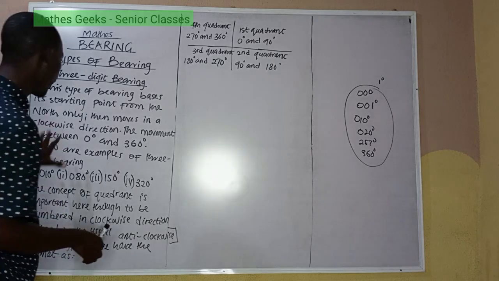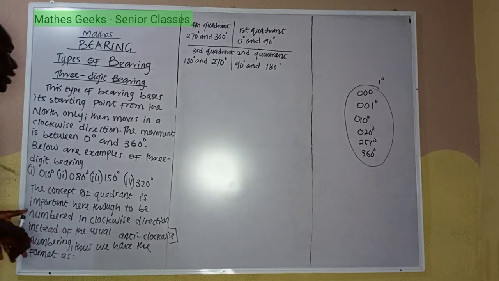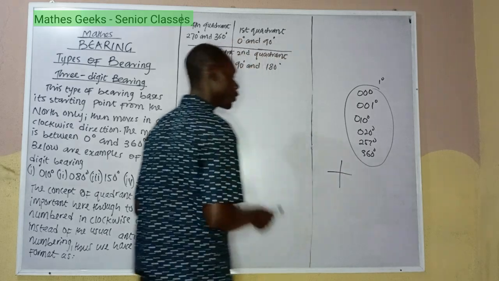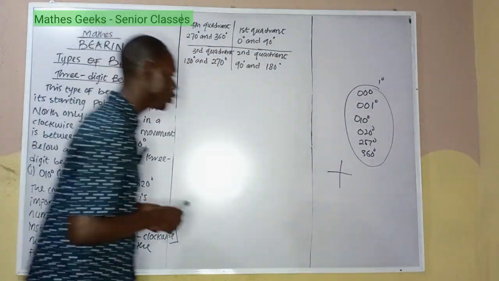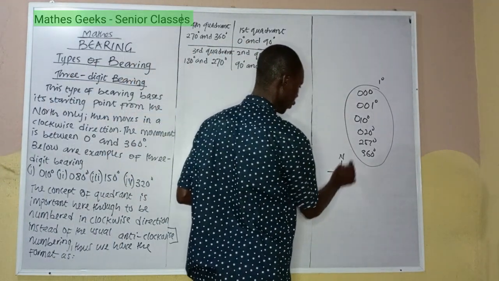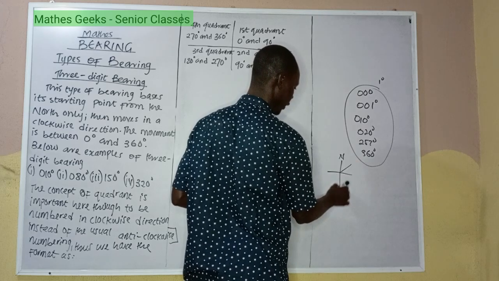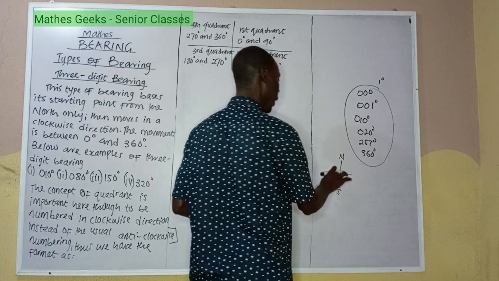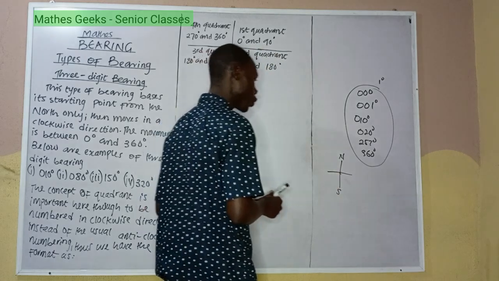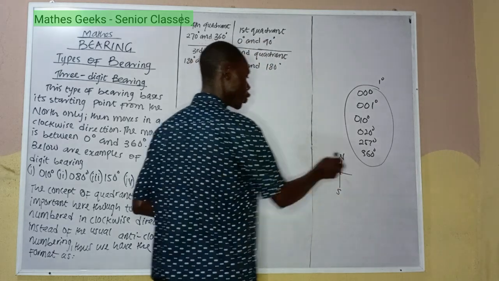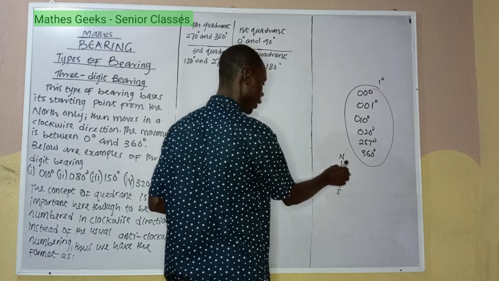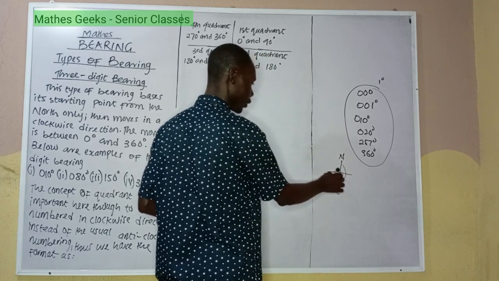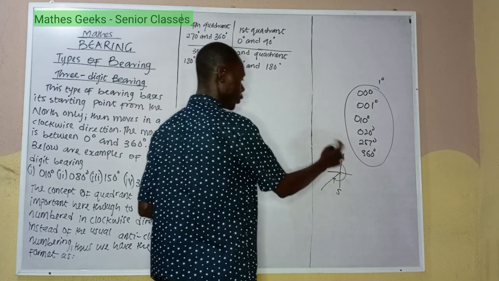Then the peculiar aspect of 3-digit bearing is that it starts from the north only. It does not involve north and south, unlike the compass bearing, where your measurement is either from the north to a line or from the south to a line. But 3-digit bearing is basically and peculiarly from the north only. So the north to wherever the movement was made. For 3-digit bearing, from the north to the line you meet, and then you calculate.